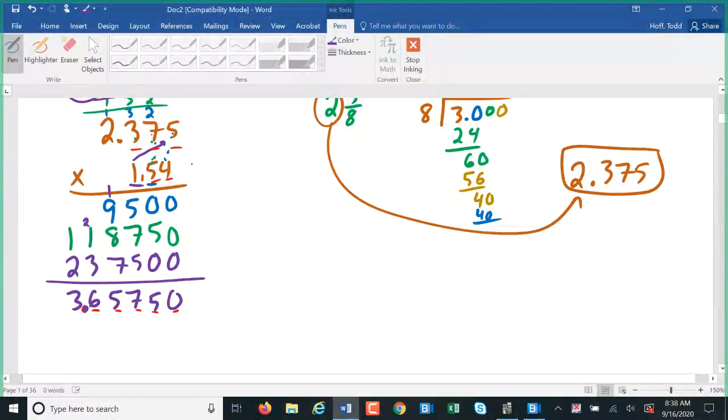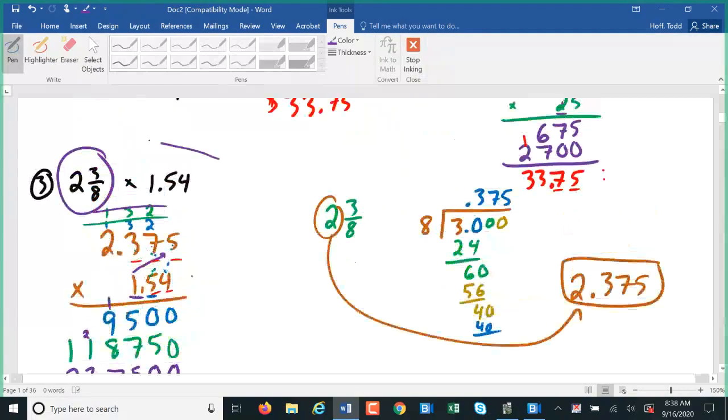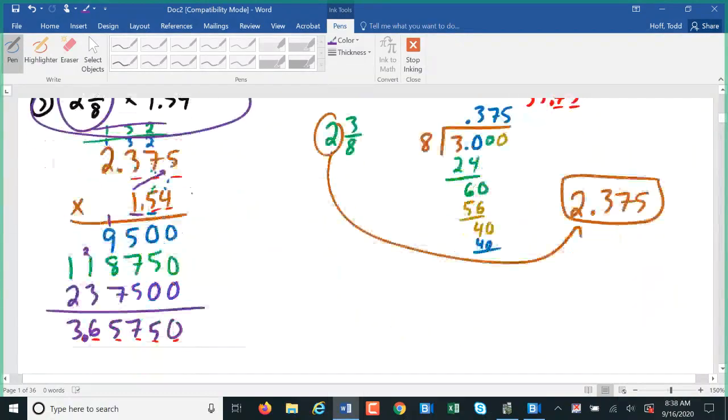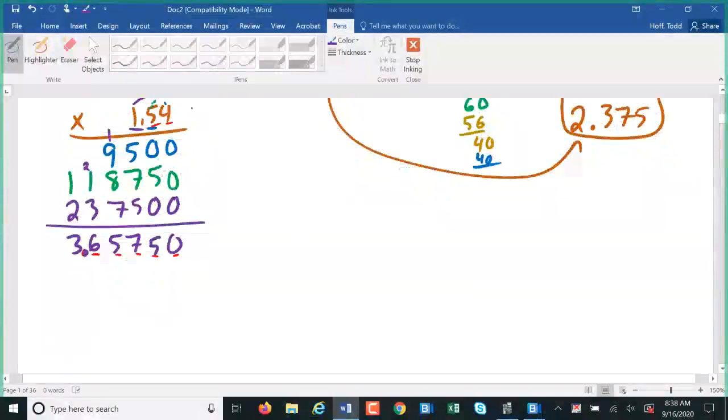Now I realize that most of you have a fraction key on your calculator. If you do and you figured out how to use it, that problem is probably not very difficult. You just do the 2 3/8 times 1.54 and the calculator will spit out either this answer or it might spit out something like, well, what would that be? 263 over 400 or something like that it might spit out.